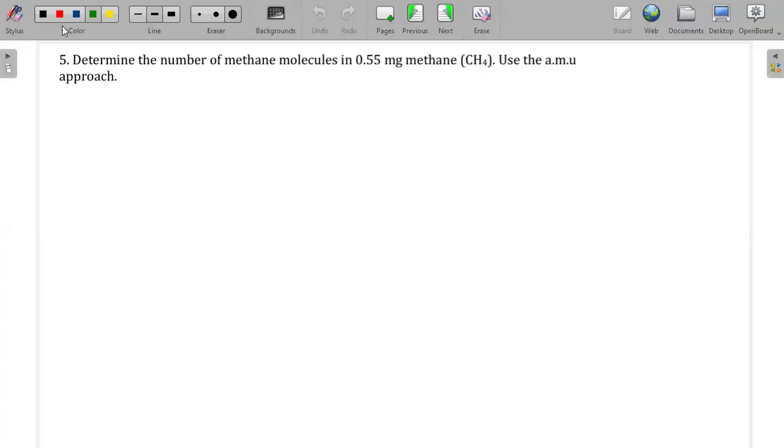You can see here the question is saying determine the number of methane molecules in 0.55 milligrams of methane. Use the AMU approach. AMU means atomic mass unit approach. So this is what the AMU actually means. These AMU are the units that we use to measure the mass of the elements or the atoms that are on the periodic table.